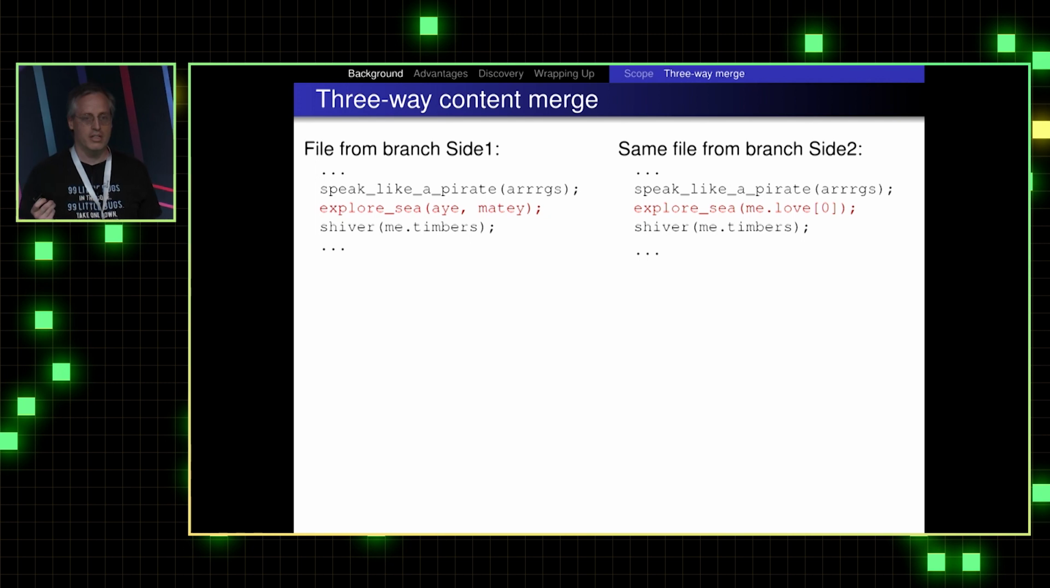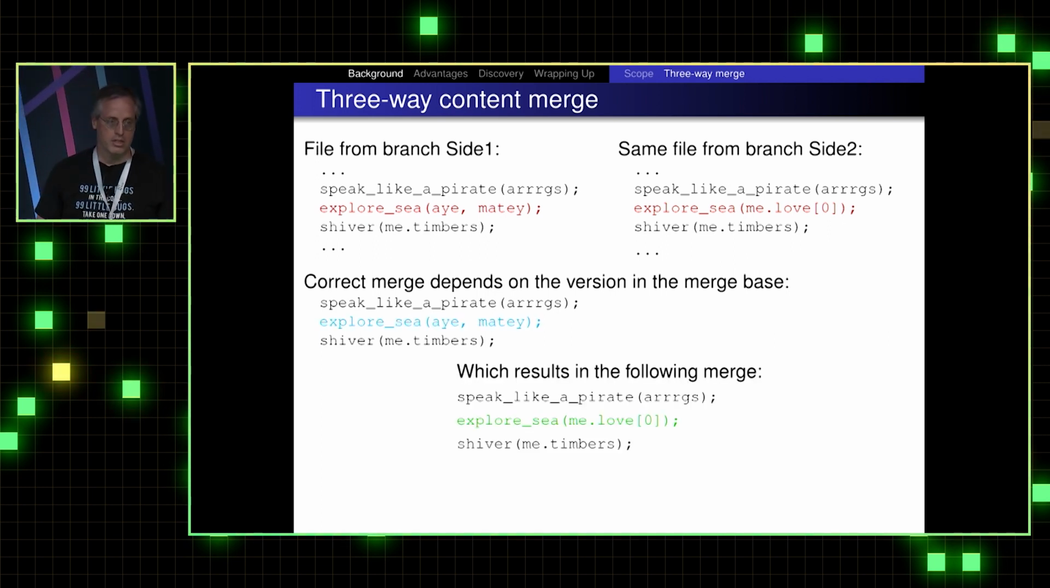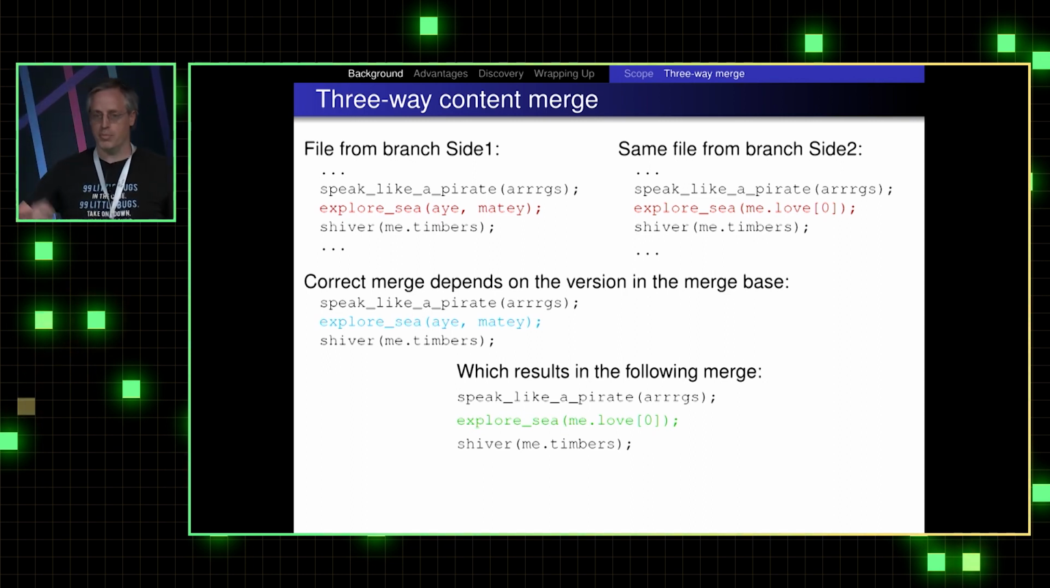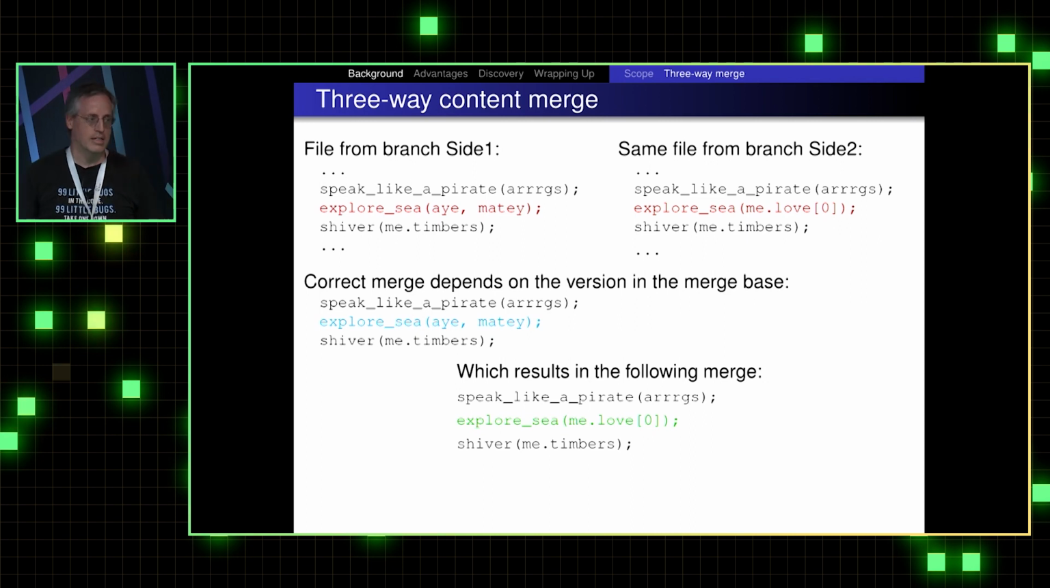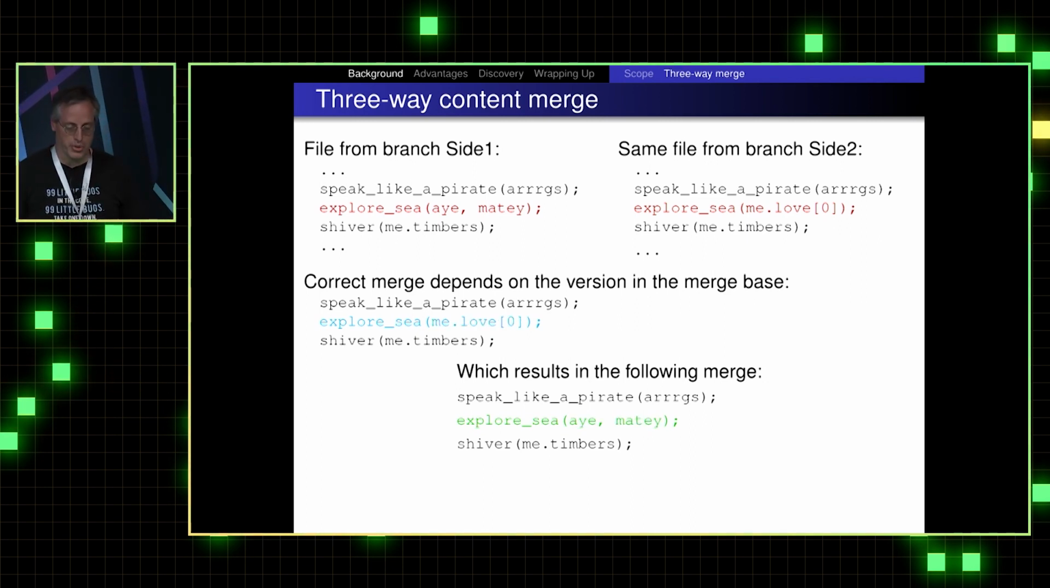It's hard to tell unless you also know what happened in the common point in history, which is referred to as the merge base. So if the merge base happens to match side 1, then we can say, well, side 1 didn't make any changes, so the merge result should be take side 2. Contrast that with if the merge base matches side 2, then we would say, well, side 2 didn't make any changes, so we should take the version from side 1.